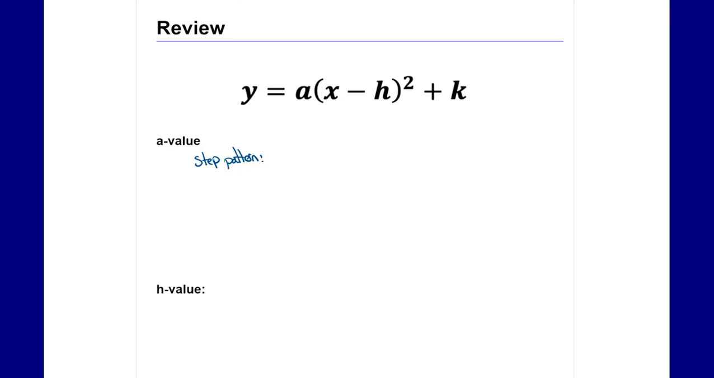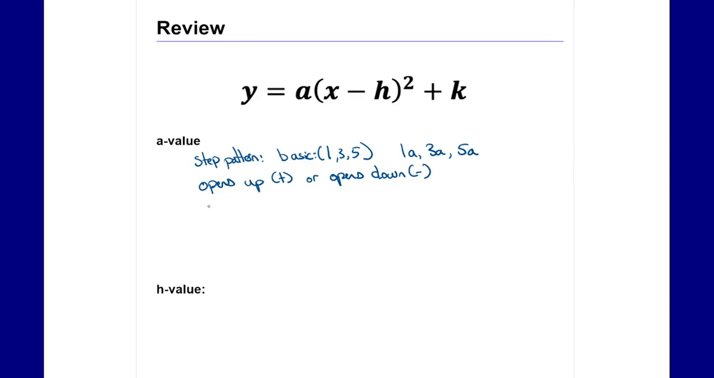The basic pattern is 1, 3, 5. But in general, if we're dealing with our step pattern, we could call it 1a, 3a, 5a, because we multiply that basic step pattern by the a value when we change it. The a value does tell us whether it opens up or down. So it opens up if it's positive, or opens down if the value itself is negative.